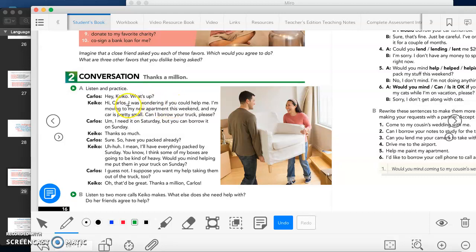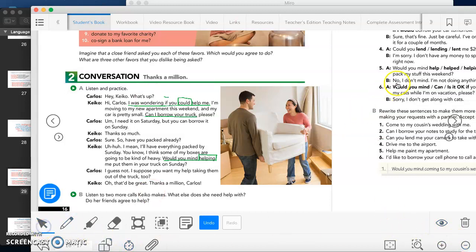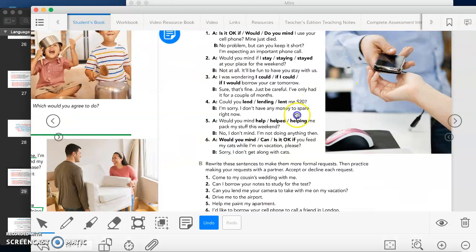I was wondering if you could help me. This is an if clause with a modal. Can I borrow your truck? Would you mind helping? So after "would you mind," we are usually using a gerund. Would you mind going? Would you mind helping? Would you mind watching? And so on. So now let's see what we have here in the book.